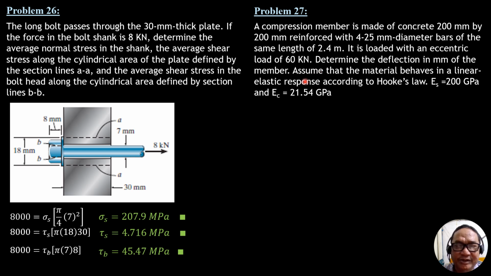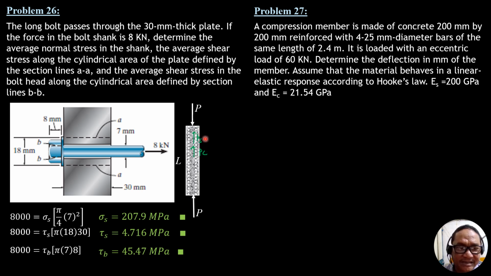Determine the deflection in mm of the member. Assume that the material behaves in a linear elastic response according to Hooke's law, so within the elastic limit. The modulus of elasticity of steel is 200 gigapascals, and that of concrete is 21.54 gigapascals. So the figure is this.